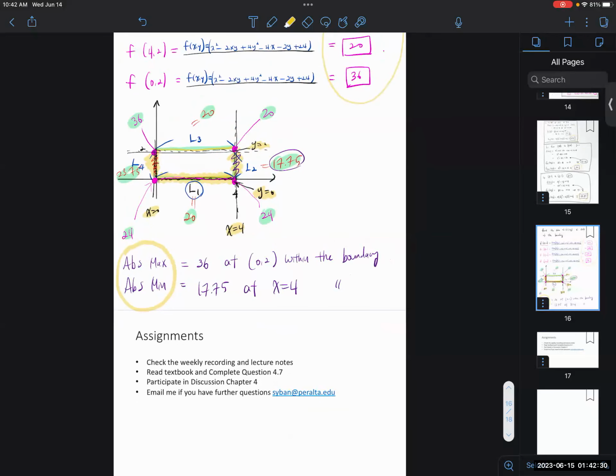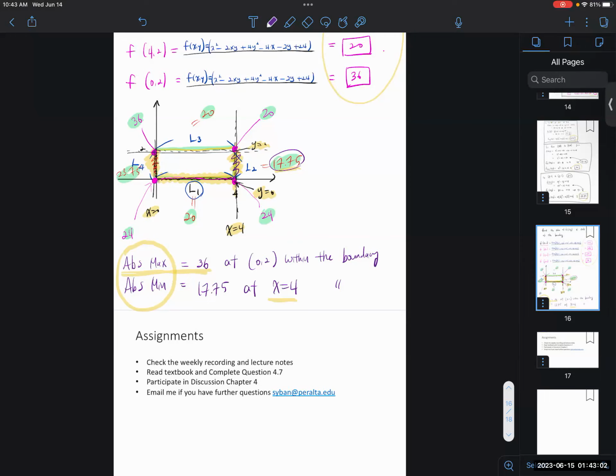So 36 is the absolute max, at (0, 2), and 17.75 is the min at x equal to 4, that's the line L2. That's how you find the absolute max. This is a 3-dimensional space, so you have to actually run a program to see the image. But in 2 dimensions, we can check and solve it using derivative and partial derivative techniques. Okay, so that's all about it.